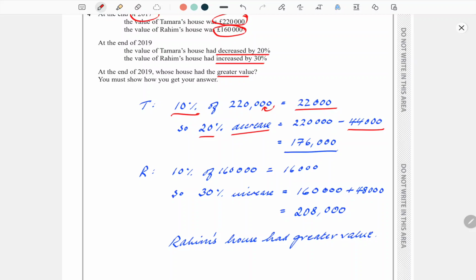And it's a decrease, so we're taking 44,000 away from 220,000. So again, a little bit of either mental maths or just work it out on the side if you really need to. And the answer is 176. So you have it there.